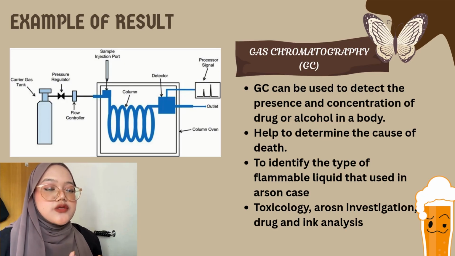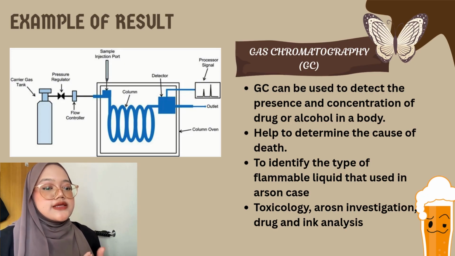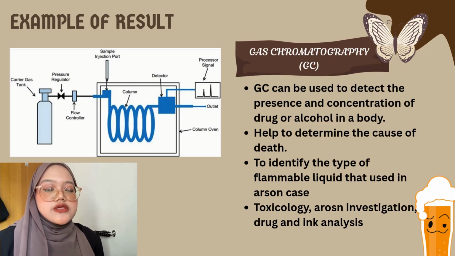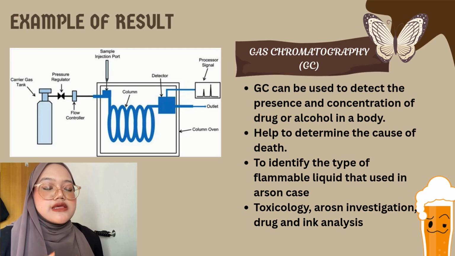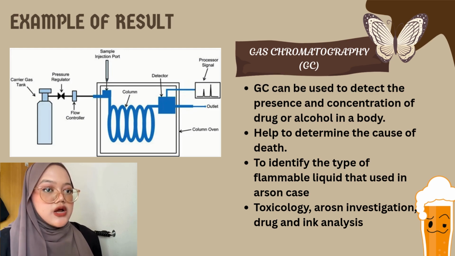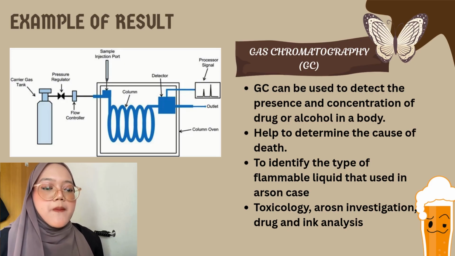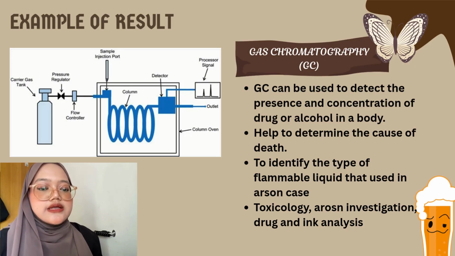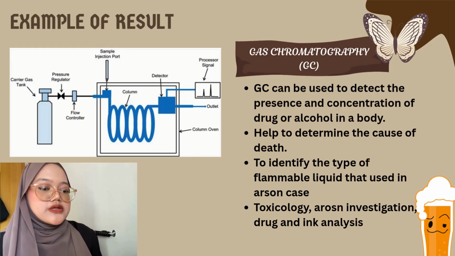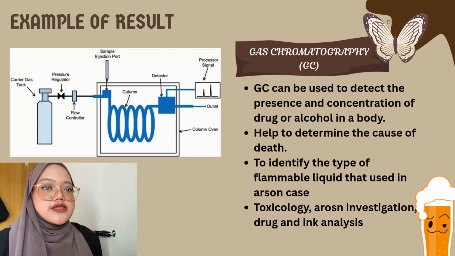So, what are its practical applications? GC can be used in toxicology to detect and quantify the presence and concentration of drugs or alcohols in the body. It also plays a vital role in arson investigation, helping to identify the type of flammable liquid used in a crime scene.